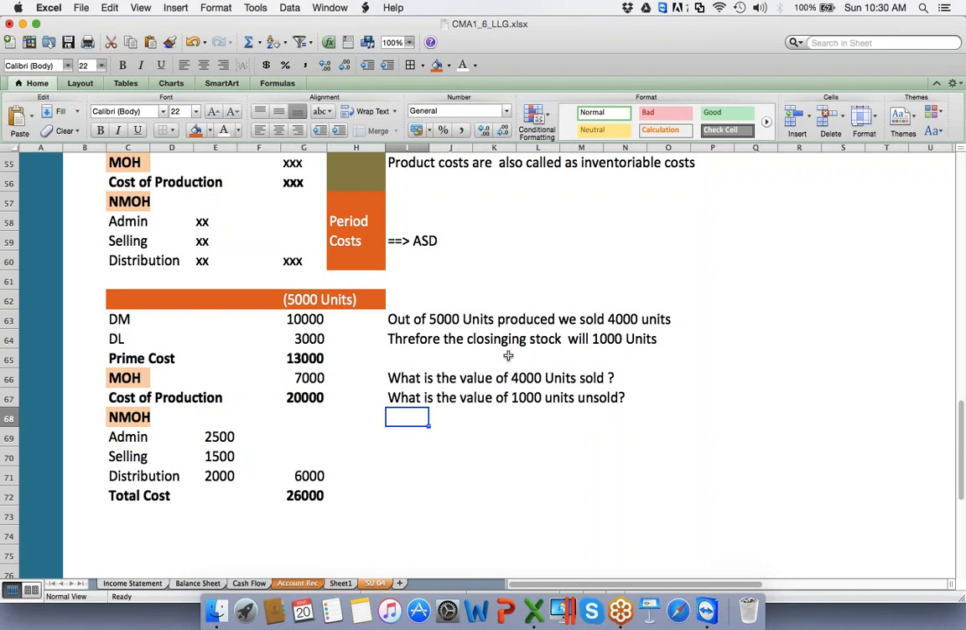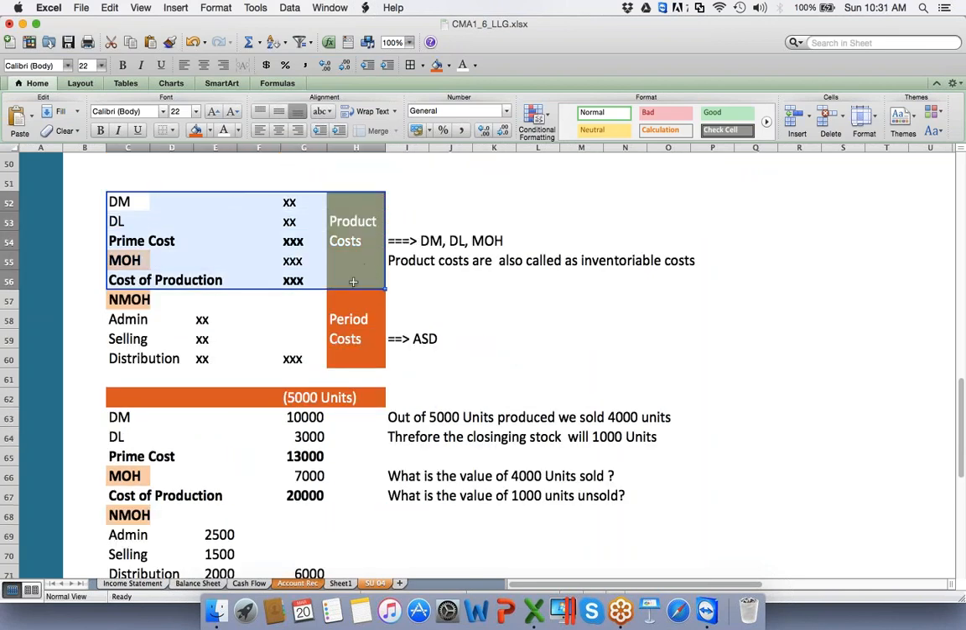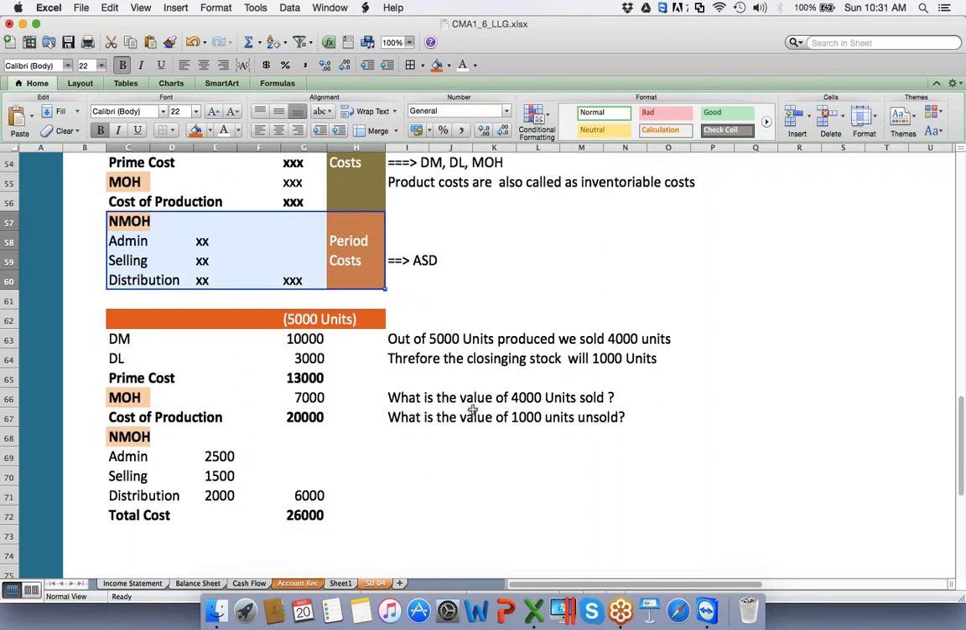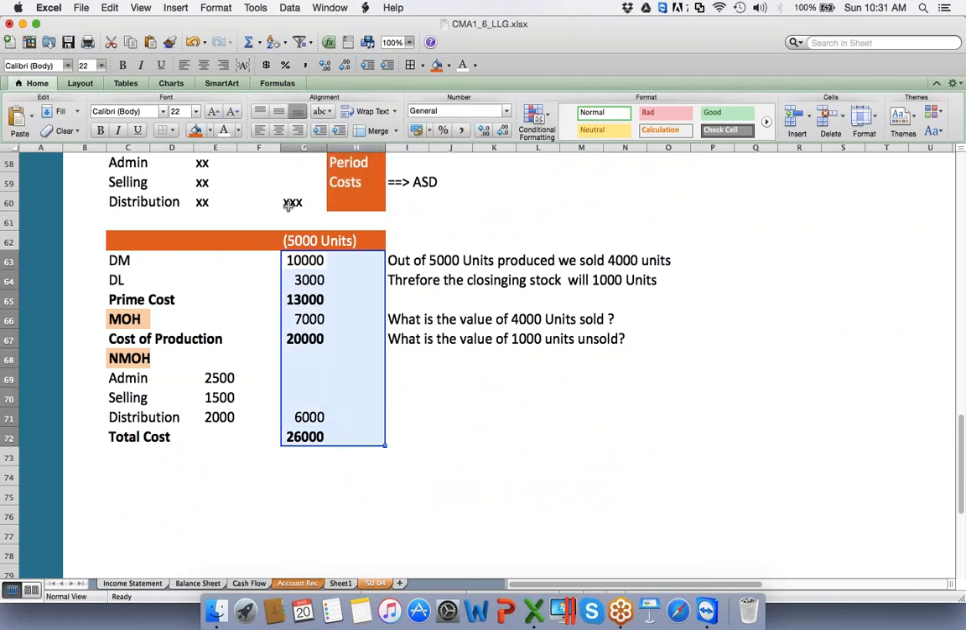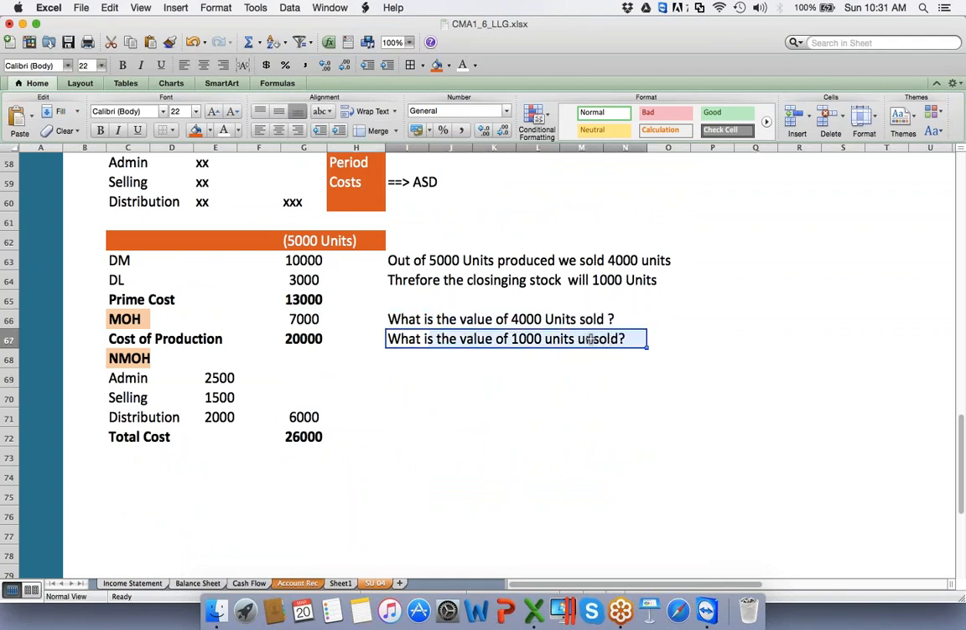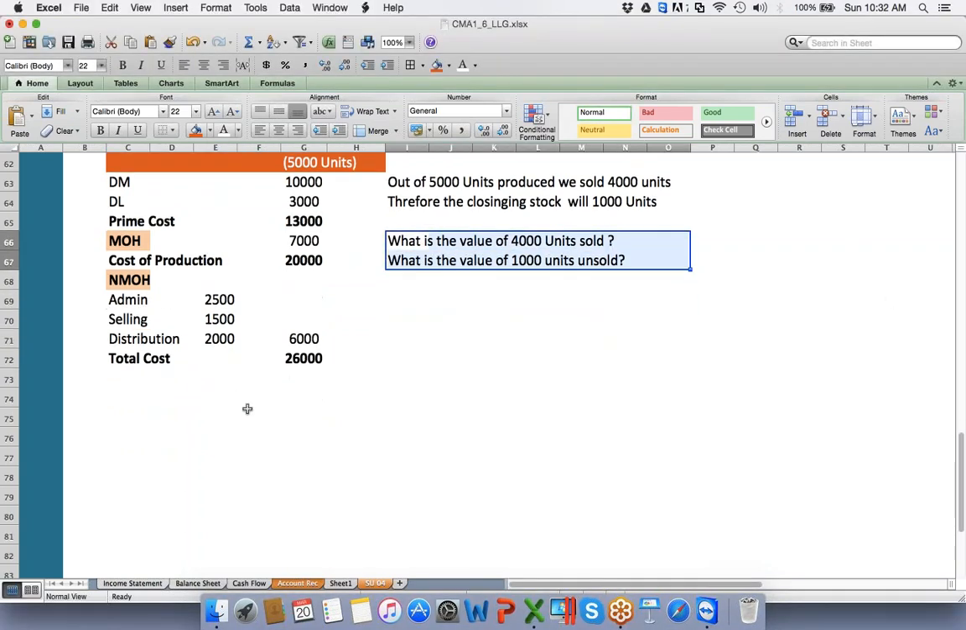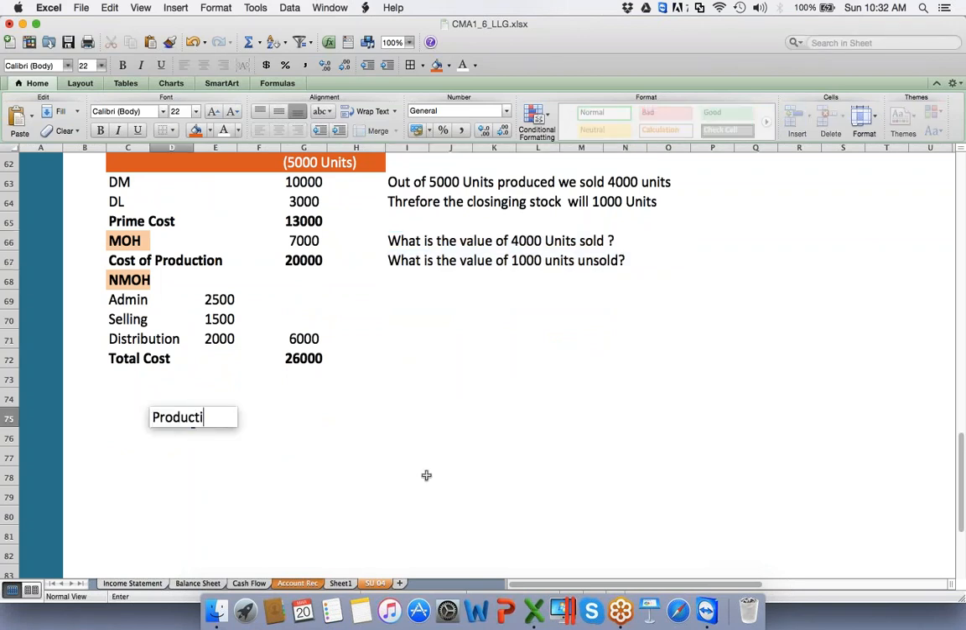This is the reason why we classify the cost into product cost and period costs. So you will find answers for these questions when you know what is product cost and what is period cost. Now from this information, we will classify the product and period cost and answer these two questions. What is the value of the 4,000 units of these 5,000 units sold? And what is the value of the 1,000 units which are not sold? Let us answer these questions by first classifying the costs into product costs and period costs.